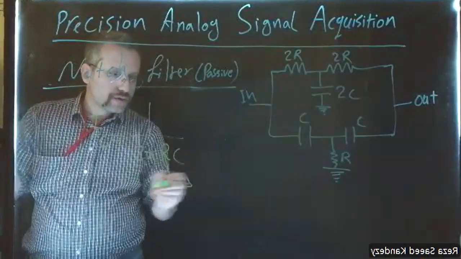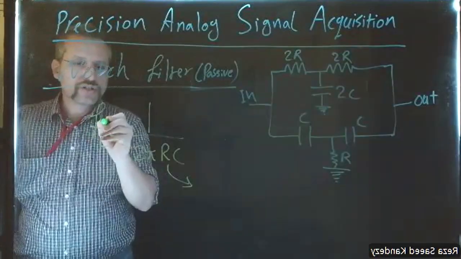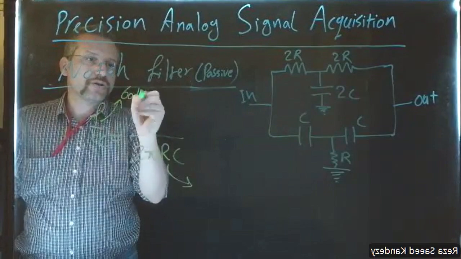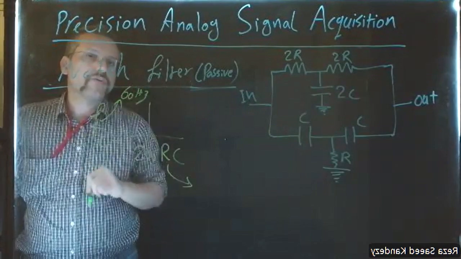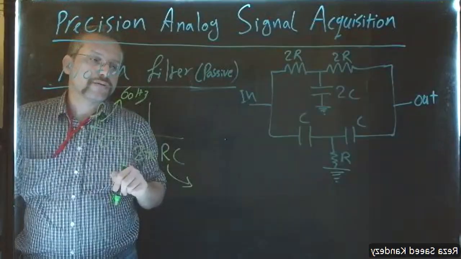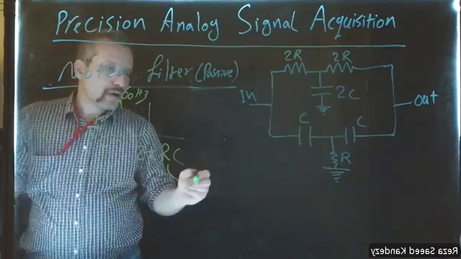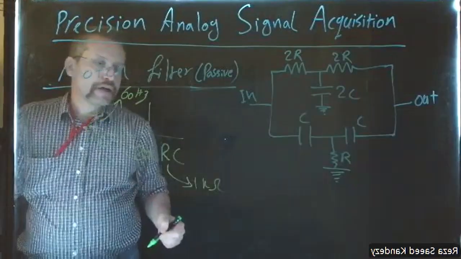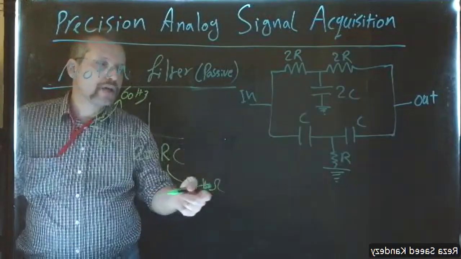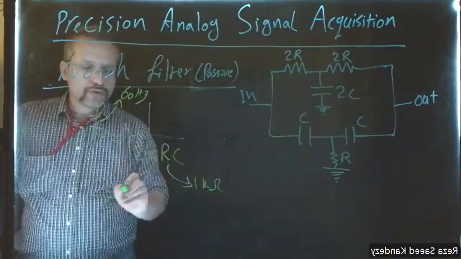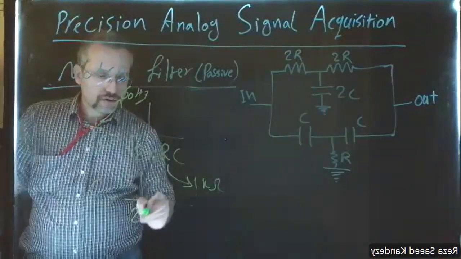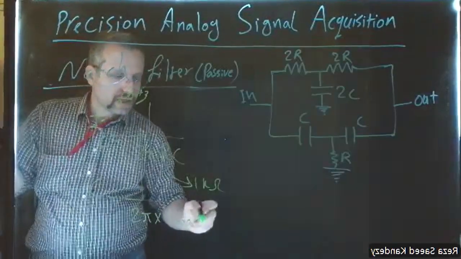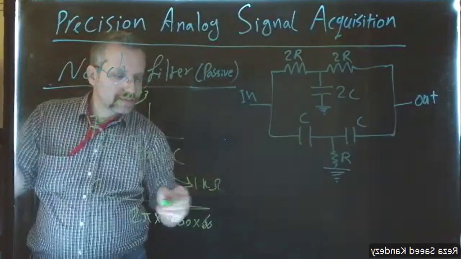And then you could estimate what the desired FC is. Your cutoff frequency should be 60 hertz. You want to cancel out the power line frequency. You can assume a specific resistance, for example 1K, and then use the formula to calculate C, the value of the capacitor.